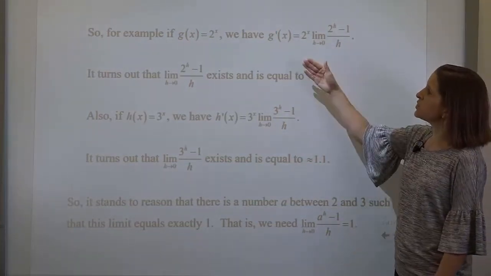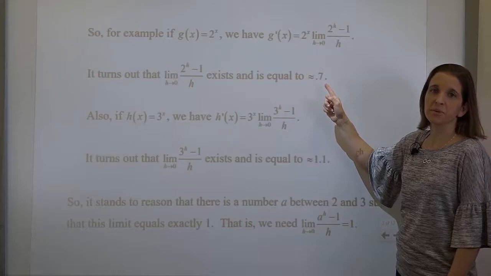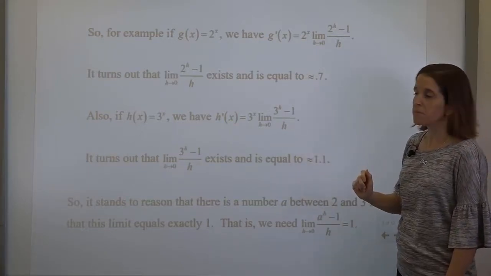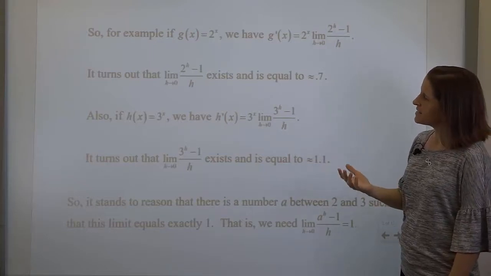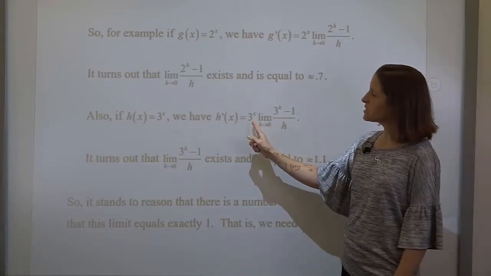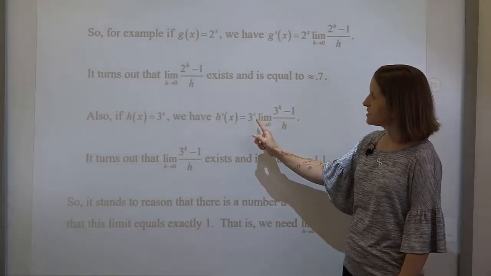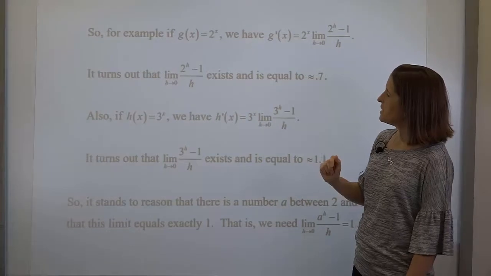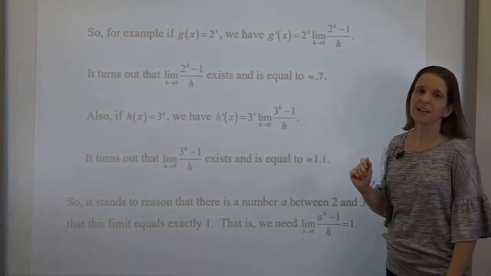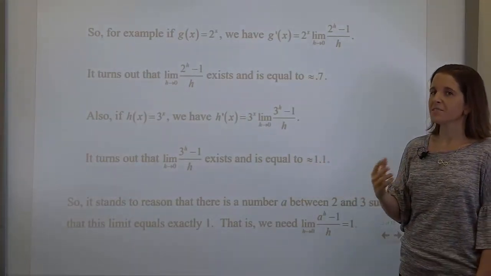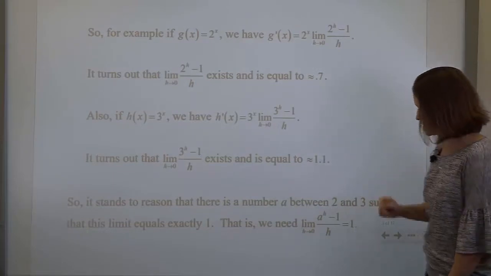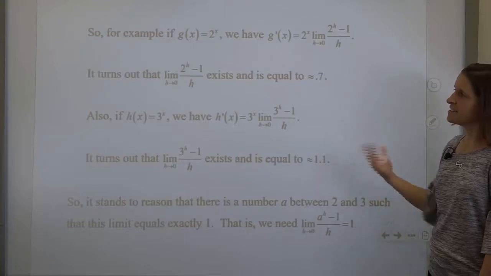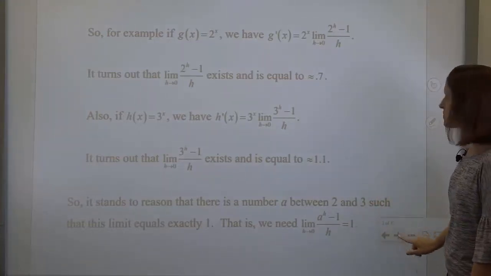So when our base is 2, that limit works out to be a little bit less than 1. When our base is 3, that limit works out to be a little bit more than 1. And since the derivative is a multiple of itself, it has, for instance, that 3 to the x in it, or that 2 to the x in it, wouldn't it be neat if the limit part worked out to exactly 1? And so we're going to find out when that happens. So if this limit worked out to be exactly 1, then we'd have a very nice derivative.